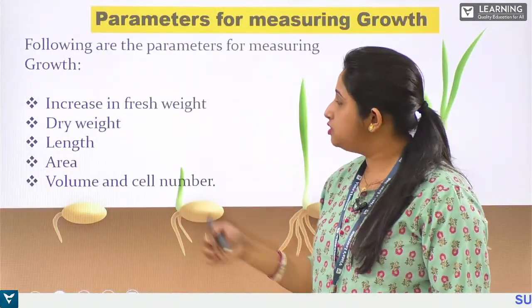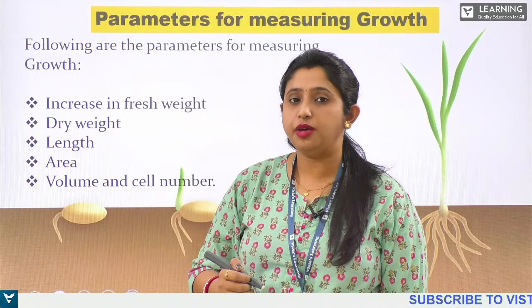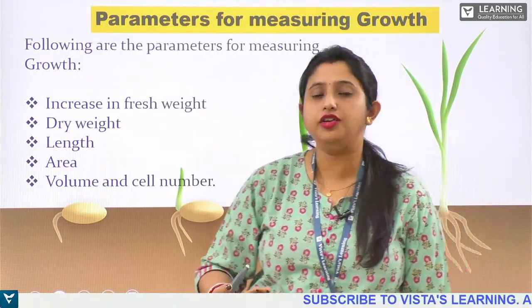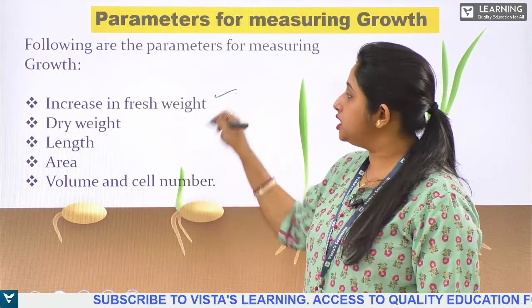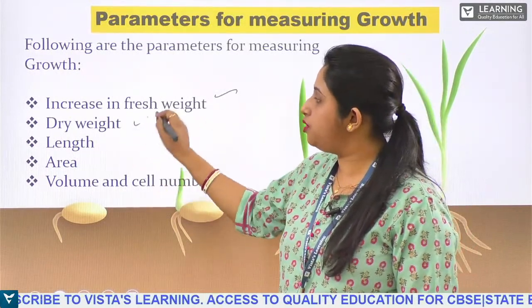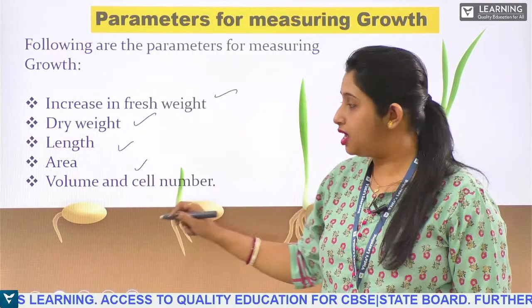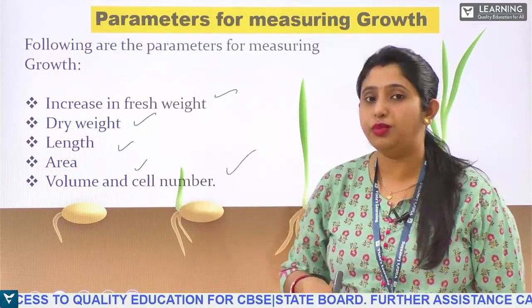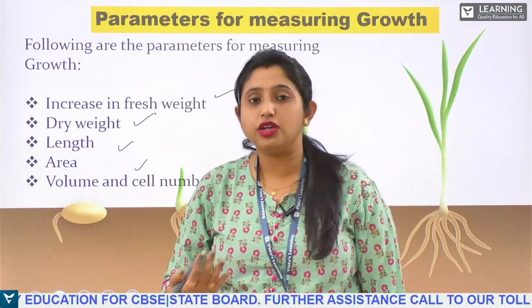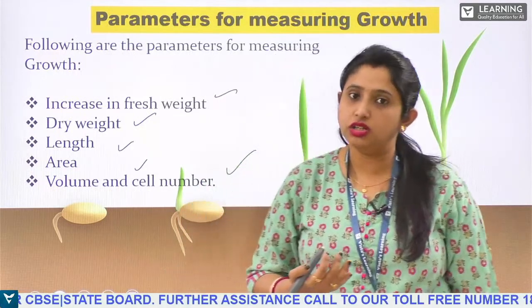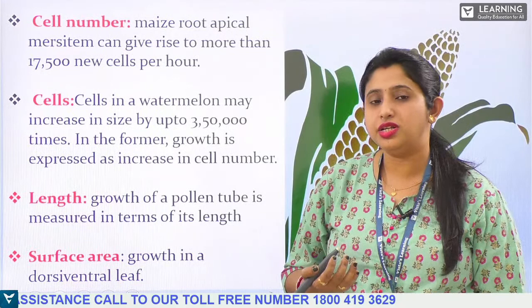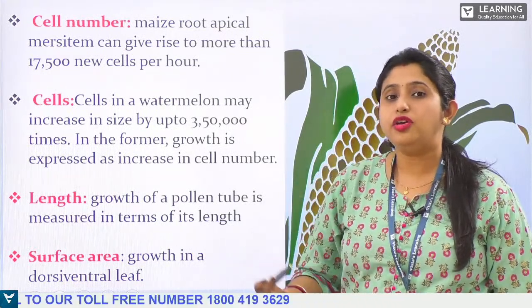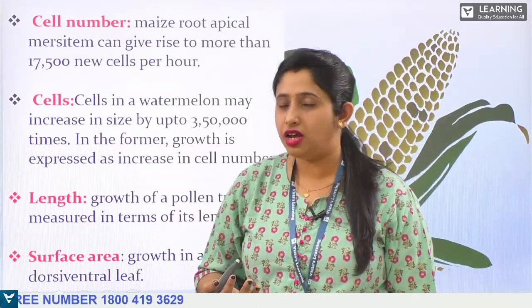Next, what are the parameters of growth? How can you identify that growth has happened in that plant? Increase in the fresh weight, dry weight, length, area, volume, and cell number. These are the parameters because of which you can measure the growth in the plant. What do you mean by cell number? Cell number means the number of cells present in an organism.